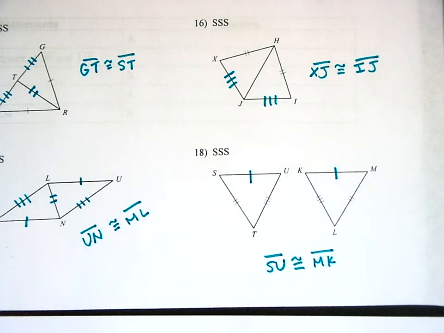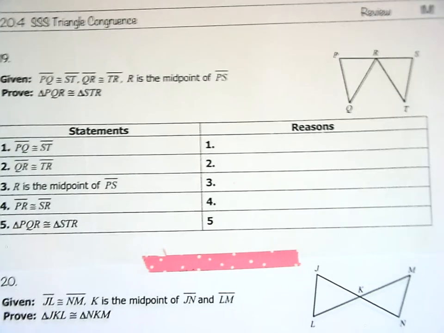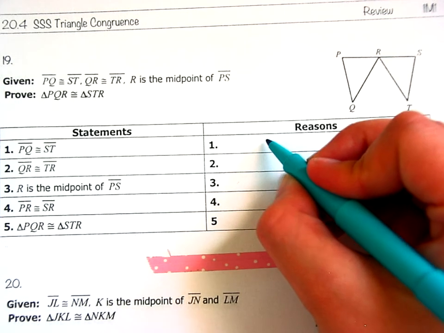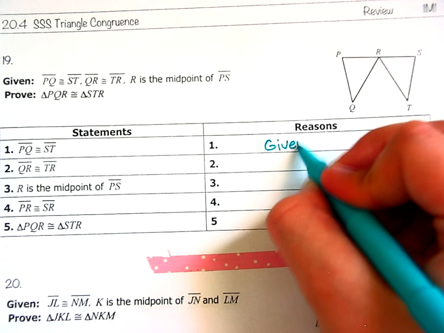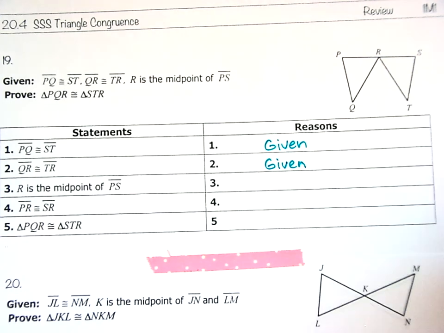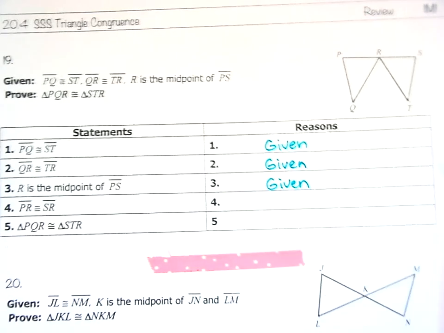All right, so we're going to try out some proofs with side, side, side. We're going to do one together, and then I'll give you some time to try the next one. All right, so don't forget, always start with the given. PQ is congruent to ST, that was given. Also given, and also given. Those were all in the given statement, so this one's really easy.